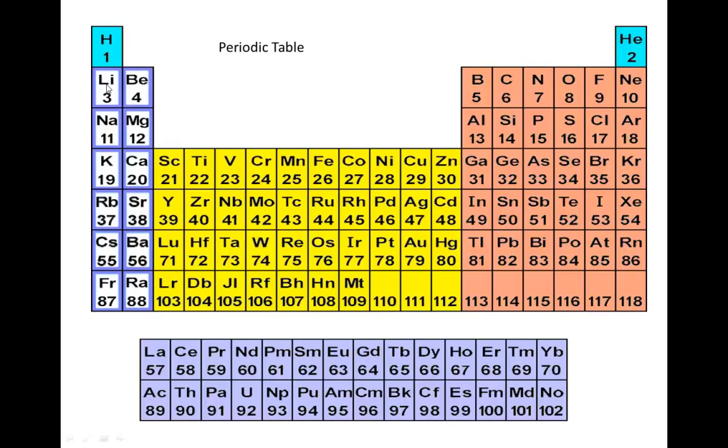The electronegativity in the periodic table is known to increase from left to right and bottom to top. And what does that electronegativity mean? It's the ability to attract electrons.